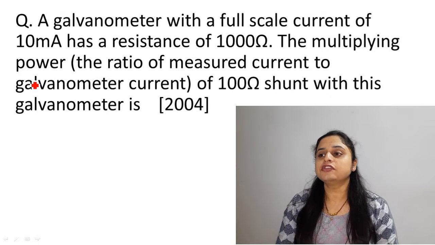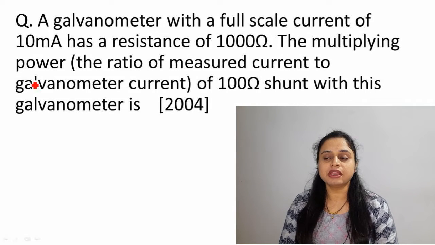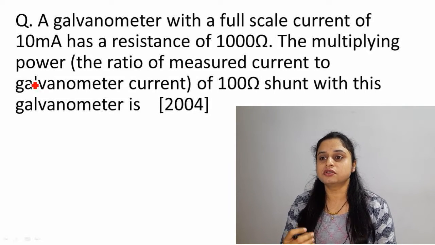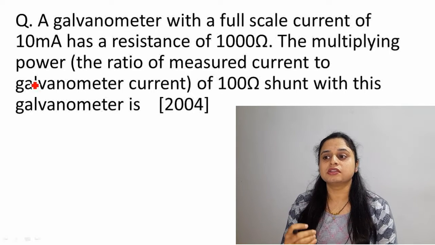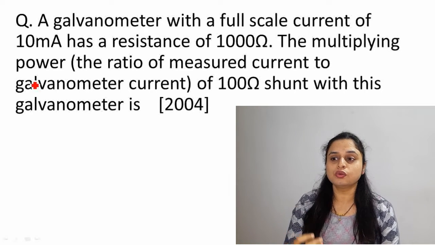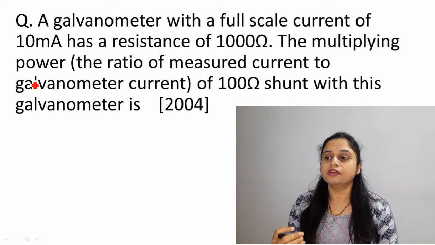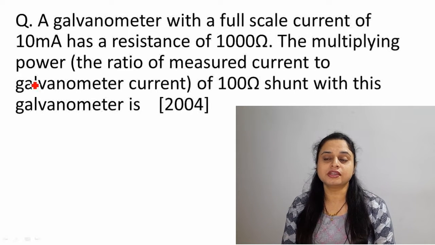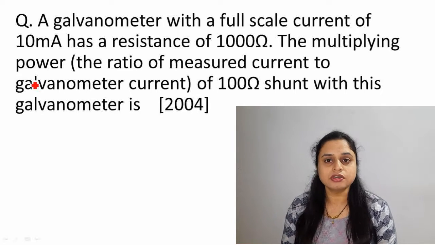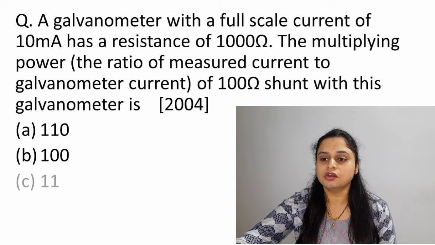Hello everyone. Now let us see another numerical, which is given as: a galvanometer with a full scale current of 10 milliamperes has a resistance of 1000 ohms. The multiplying power, the ratio of measured current to galvanometer current, of a 100 ohm shunt with this galvanometer is. It was asked in GATE 2004 and here are the options.